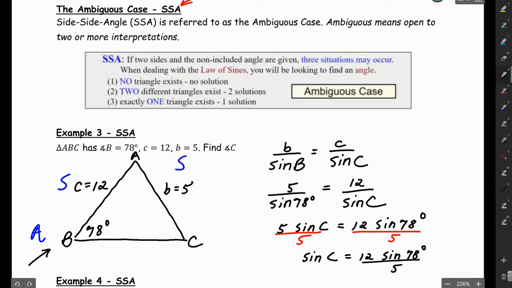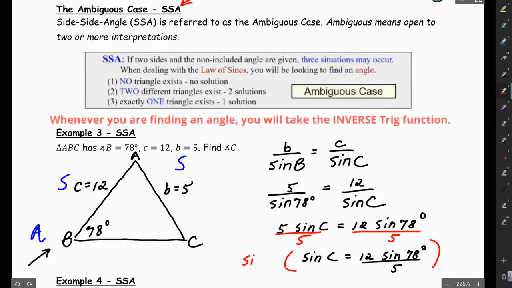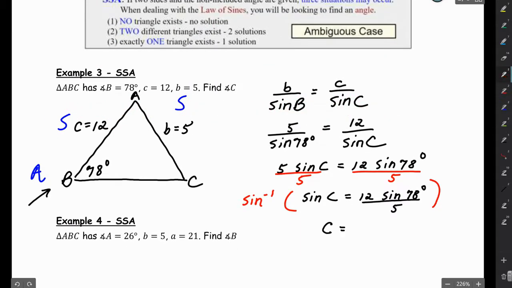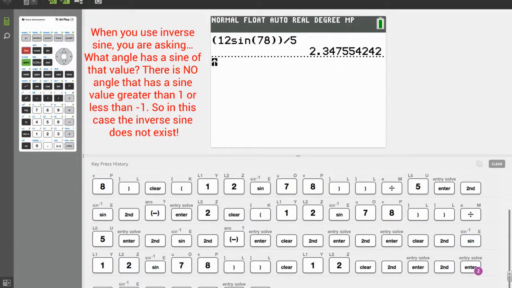And we have to undo sine, so we have to take the inverse sine of both sides. Whenever you're trying to find an angle, you're going to take the inverse. C is equal to the inverse sine of 12 sine 78 degrees divided by 5. So let's do that in the calculator. I'm going to take the inverse sine of my answer, and we can use that little answer button right here. It's next to the enter. If you do second negative symbol, it'll copy in automatically what was in your previous step.